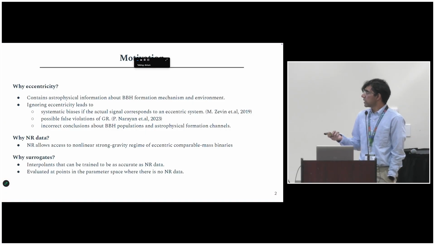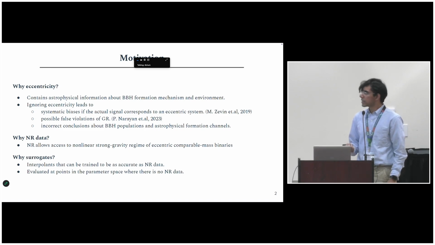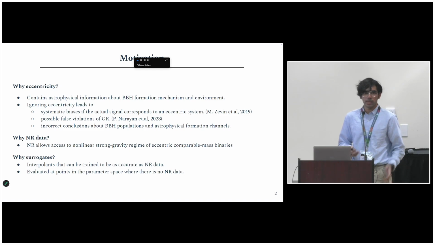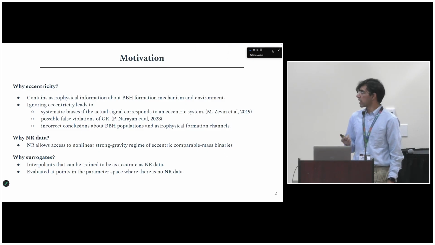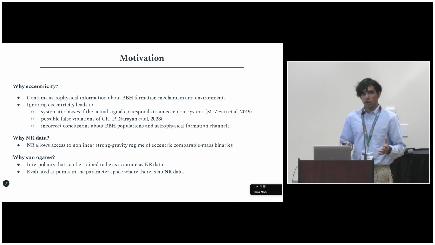So eccentricity in particular is an interesting parameter because it contains important astrophysical information about a BBH's formation mechanism and environment, and ignoring it can lead to systematic biases in analysis, and thereby we require accurate models for eccentric systems. And in principle, numerical relativity gives us that, but it's too expensive to be directly used for any data analysis task, and that is where surrogate models come in, which are models that are trained on sparsely sampled NR data for a parameter space, that once trained can be A, made as accurate as the NR data, and B, can be evaluated at points in the parameter space where there is no NR data. So you can essentially think of them as interpolants for the space of waveforms and the space of remnant properties.